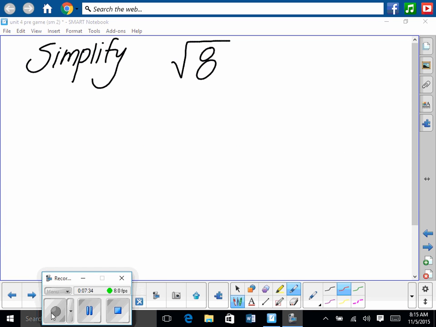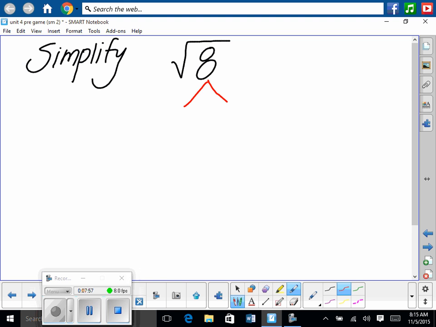Okay, so we're going to simplify the square root of 8. We could take our calculator and do the square root of 8. We get that huge decimal, which is no longer acceptable. We have to be able to break it down by hand. So we want the most simplified answer, which is not the decimal answer. So what you're going to do is follow your steps. First thing you're going to do is break it down into its prime factors.